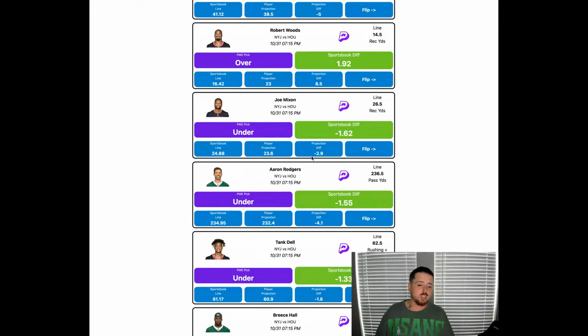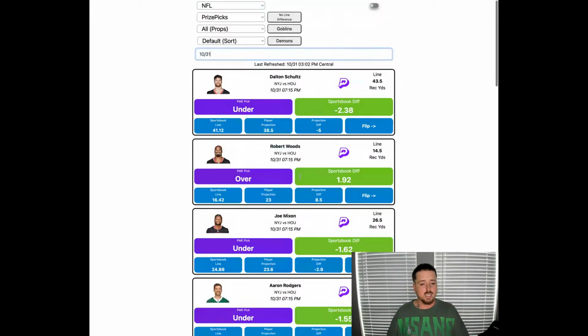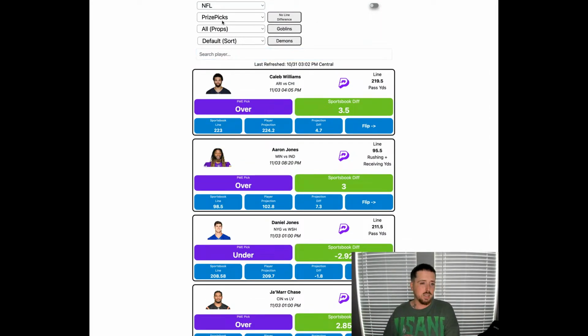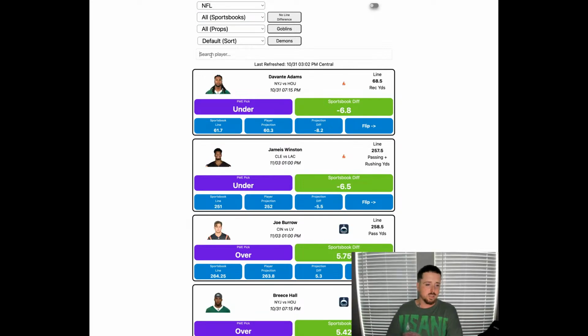Aaron Rodgers under 236.5 passing yards at a minus 1.55 sportsbook differential. Sportsbook lines are 234 on average on his line. Player projections at 232. So all the data likes the under there. There's a few more plays, but there's a good bit of plays there for Prizepicks. Let's look at all sportsbooks for today.